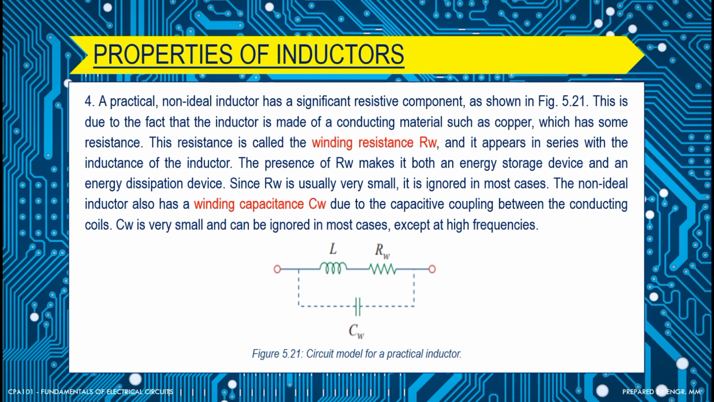The non-ideal inductor also has a winding capacitance. This is the winding capacitance due to the capacitive coupling between the conducting coils. CW is very small and can be ignored in most cases. So this is the circuit model for a practical inductor.